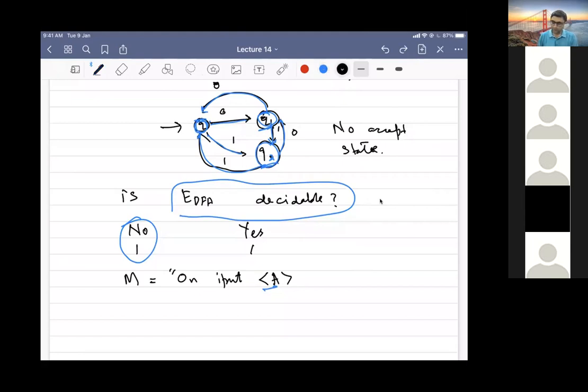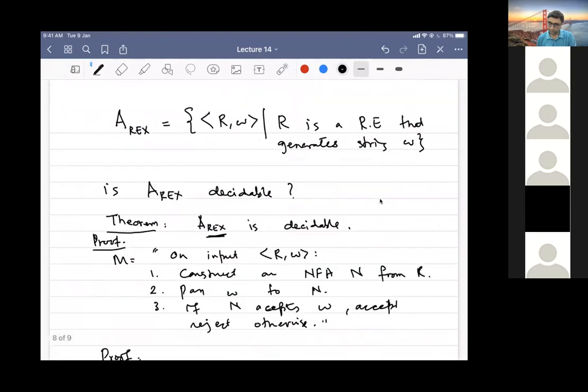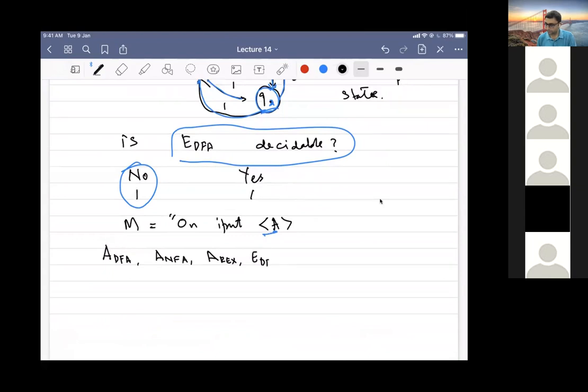I think we are clear why EDFA is decidable. So let me just list down all the languages that we have seen so far. We saw ADFA, we saw ANFA, we saw AREX, and then we saw EDFA. These are all decidable.